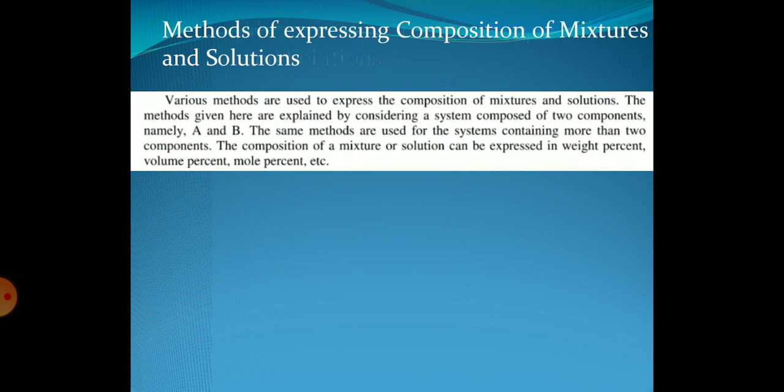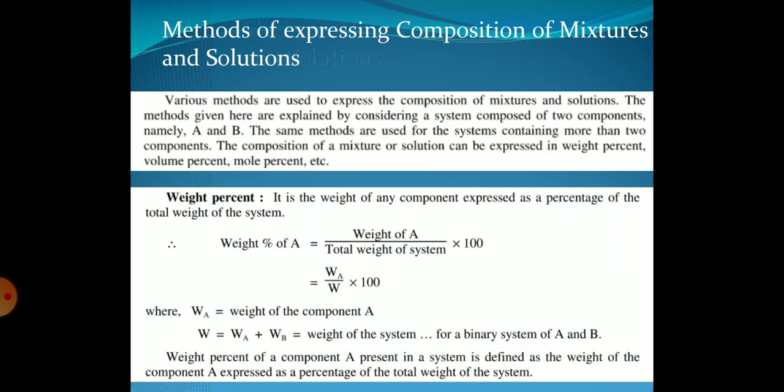The composition of a mixture or solution can be expressed in three different ways. Those are weight percent, volume percent, and mole percent. And we can use mole fraction and weight fraction also as methods of expressing the composition of a mixture. Okay, so let's start with the first, weight percent or mass percent.